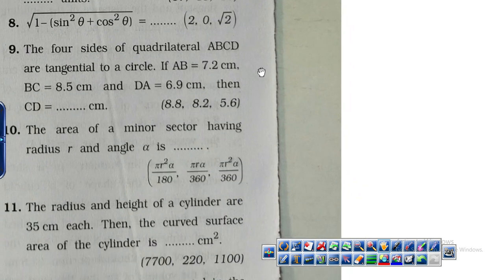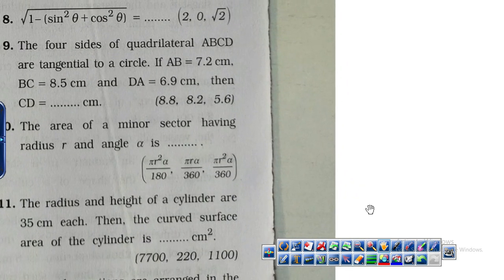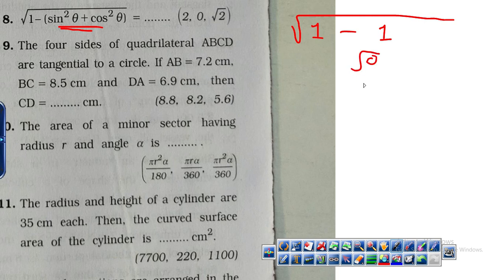Eighth objective. Root of 1 minus sine square plus cos square is 0. Root of 1 minus sine square plus cos square is 1. 1 minus 1 is 0. Root 0 is 0.